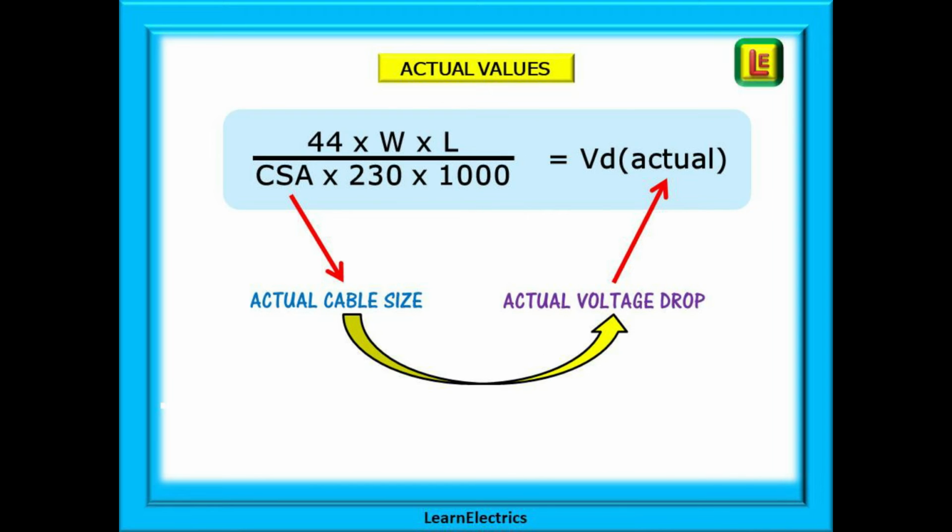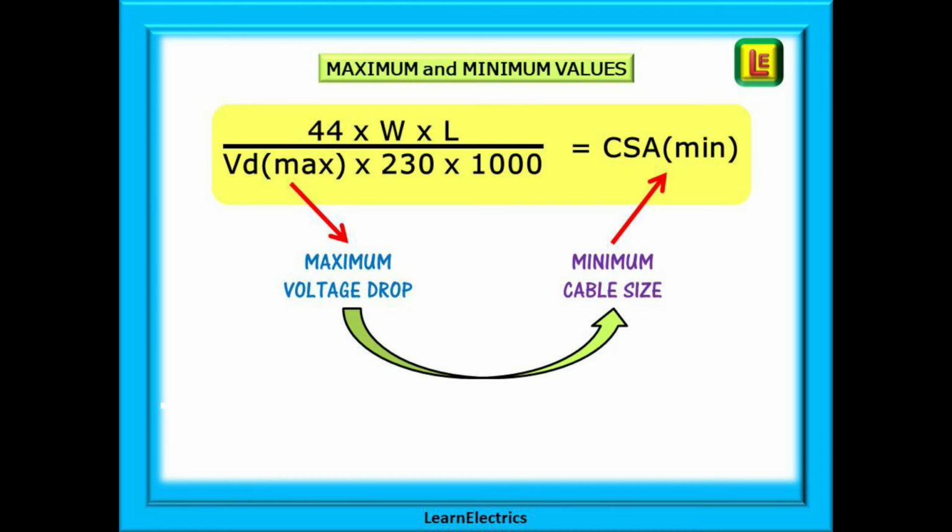These were the actual values. The actual cable size gave us the actual voltage drop. It tells us that if you have this size cable, then your voltage drop will be this many volts. Now move on to the maximum and minimum values. We answer the question, what is the smallest size cable that I can use in a lighting circuit or a power circuit? Notice the slight change in the formula here and an easy one to remember. Move the CSA from the bottom on the left to the top on the right. Move VD from the top right to the bottom left. In doing this, the values have changed from actuals to maximum and minimum.